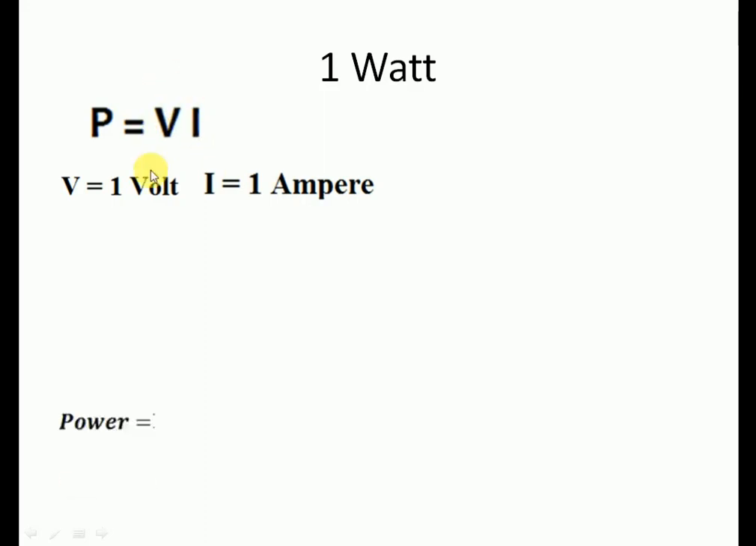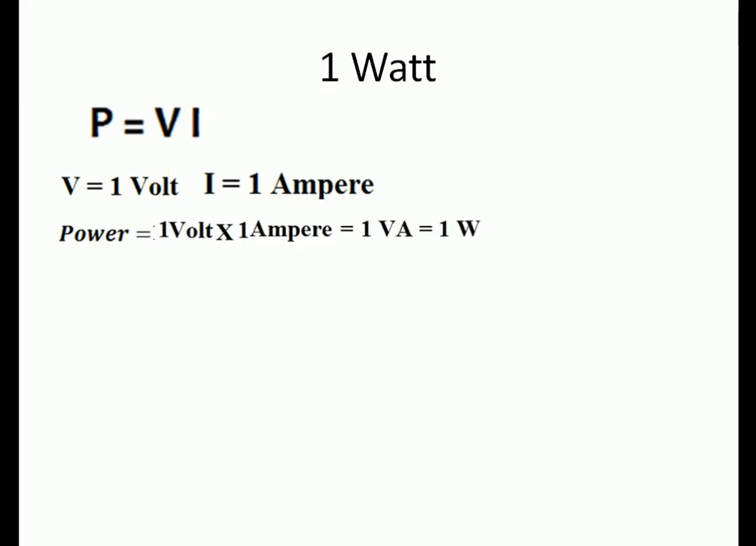Now let's understand what is 1 watt. As we know the formula, P is equal to VI. If you want to make P equal to 1, that is power equal to 1, you have to put V equal to 1 and I equal to 1. So power is 1 volt into 1 ampere, 1 volt ampere, and volt ampere is watt, so 1 watt.